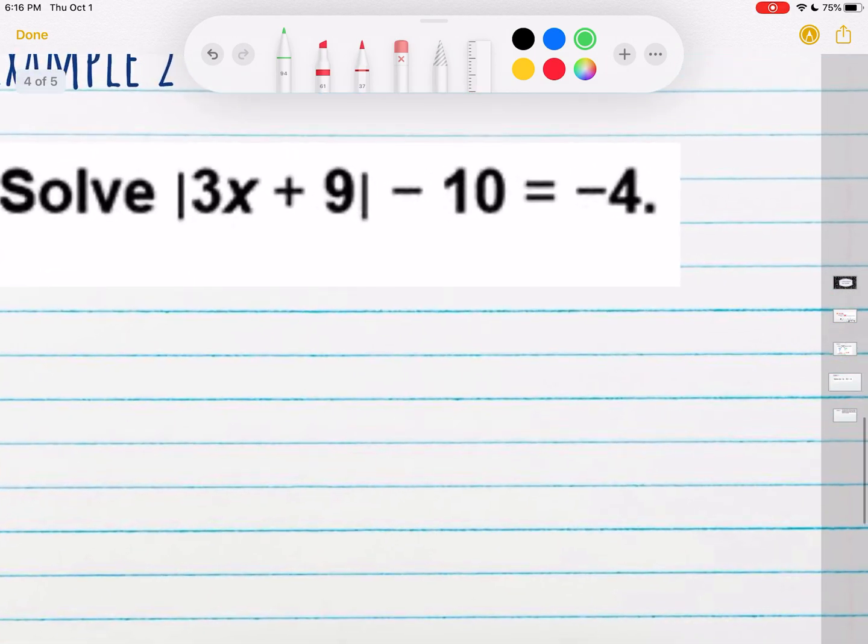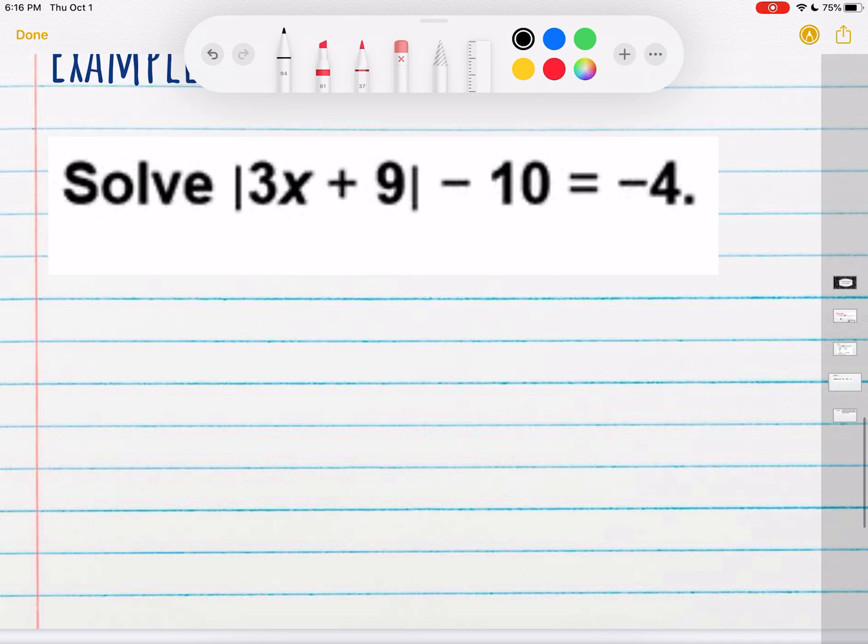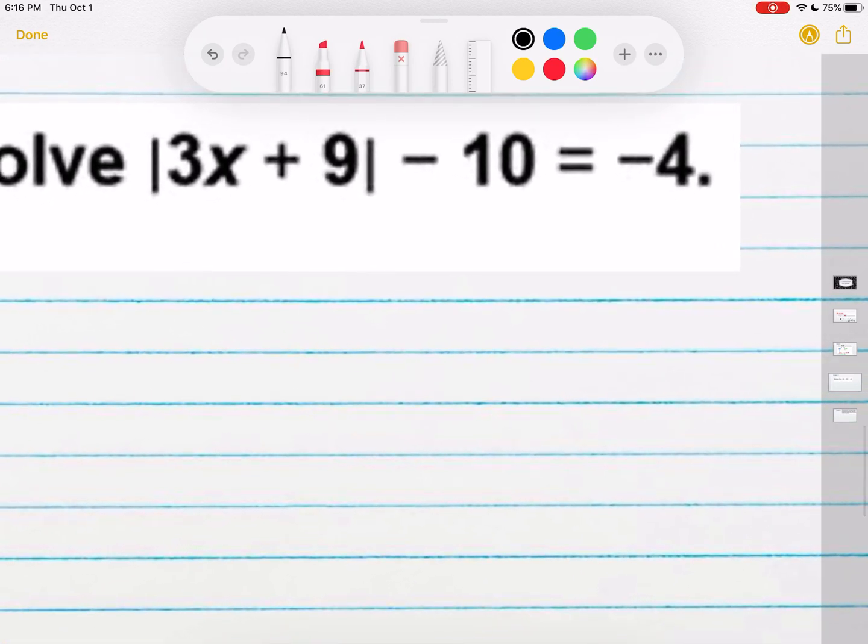Let's do another example. Solve the absolute value of 3x plus 9, minus 10, equals negative 4. Now, this requires one more step before you break 3x plus 9 out of jail. You cannot break out the absolute values until it's just the absolute value on one side of the equation, and then I can break it apart. So first, I'm just going to work to get the absolute value alone on the left side.